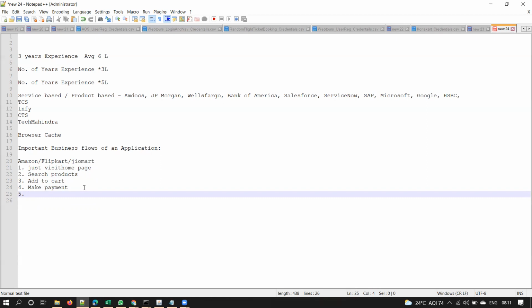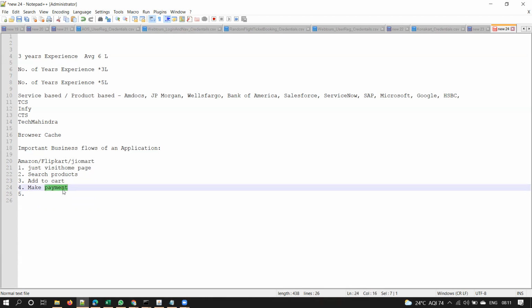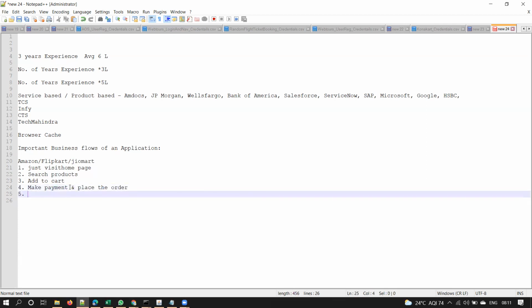The delivery address they might update, right? That is part of making payment. I'll do one thing: make payment and place order. Place the order will come under entering the address and all. Right. So what else?